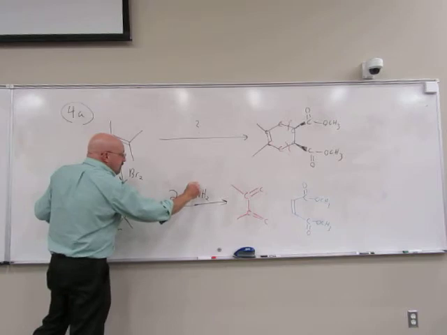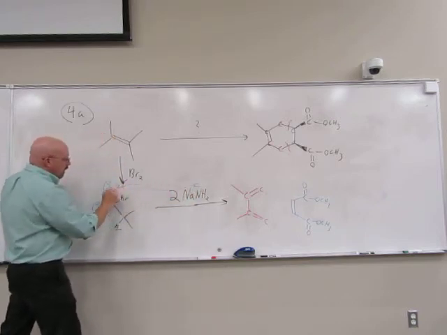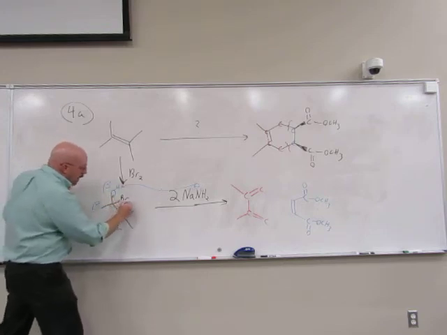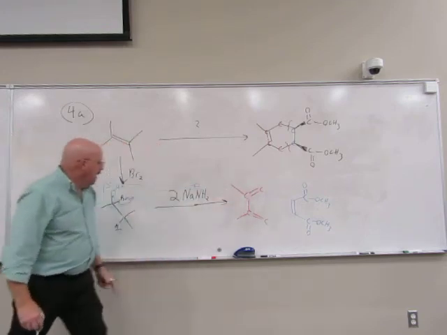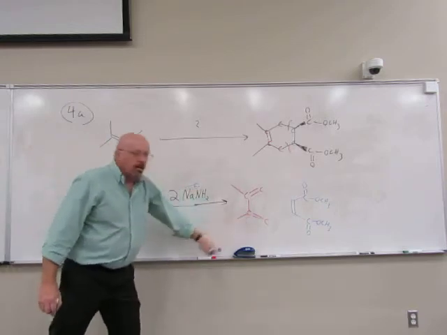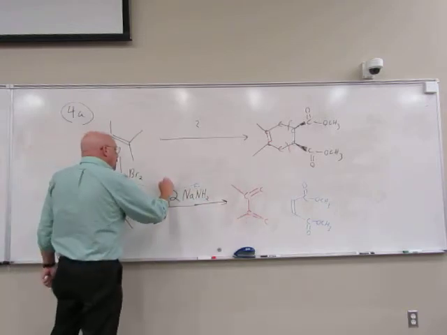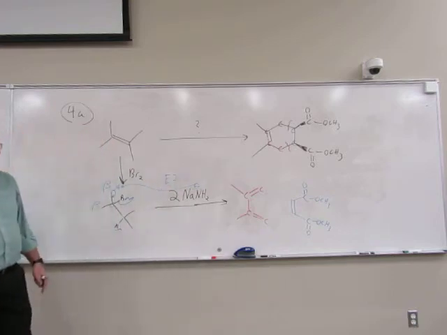So that base is going to come and grab a beta hydrogen from here. Electrons kick in to form a double bond and kick the halogen off. So that gets me one of my double bonds. That second equivalent will do the same thing with the other halogen, and we make the other double bond. So we're doing a double E2. This is just an E2 reaction, you're doing it twice. So right there's how we make it.